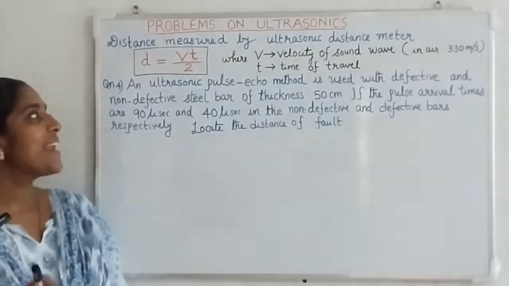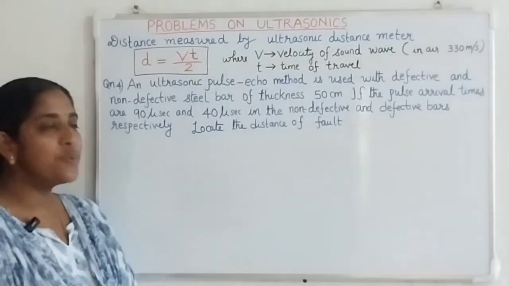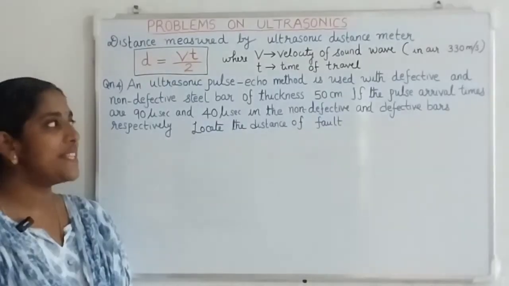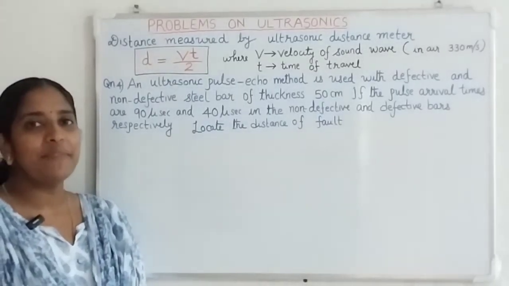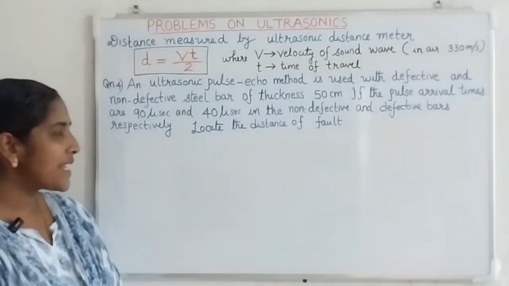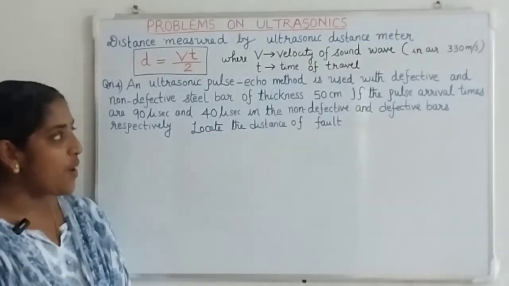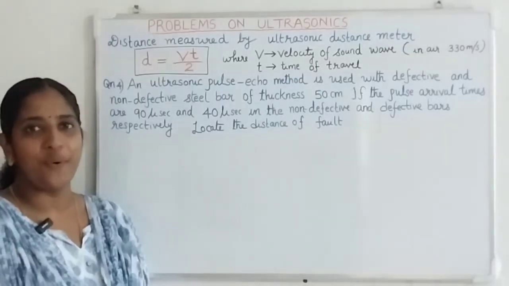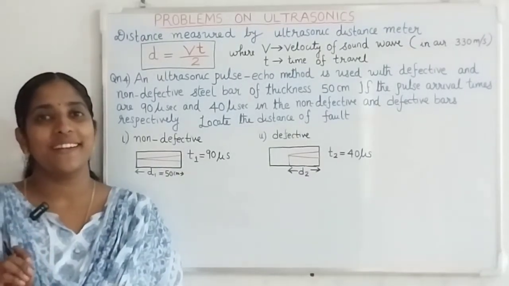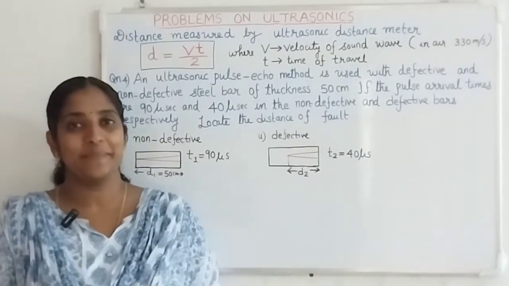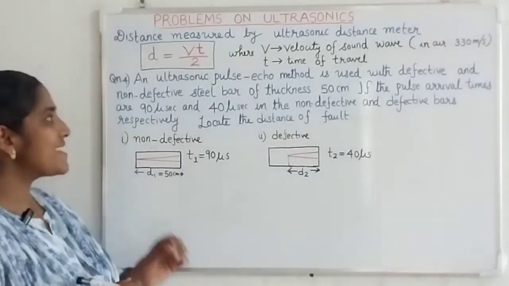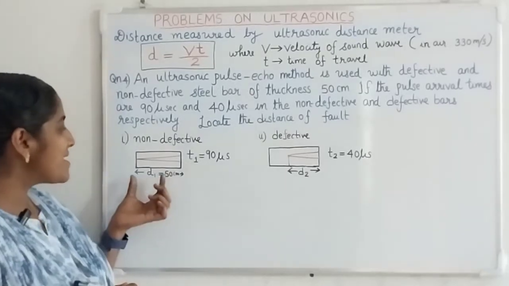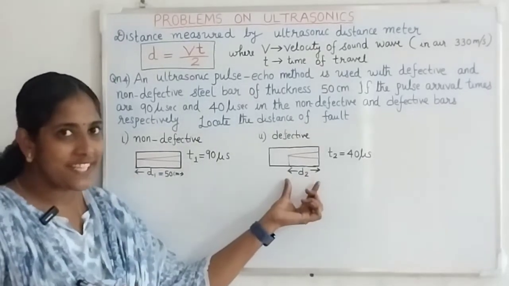Next question. An ultrasonic pulse echo method is used with a defective and non-defective steel bar of thickness 50 cm. If the pulse arrival times are 90 microsecond and 40 microsecond in the non-defective and defective bars respectively, locate the distance of the fault. In this question, we are using the ultrasonic beam to find out the defect in the material. That is, there is a steel bar, one is defective and another one is non-defective. This steel bar has a thickness of 50 centimeter.